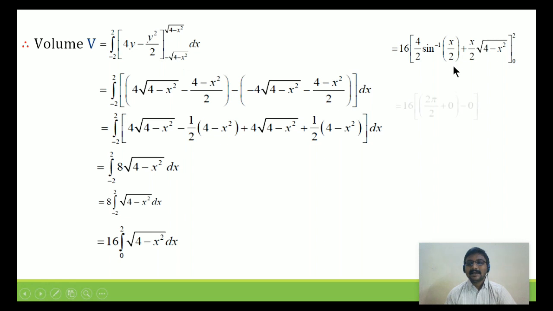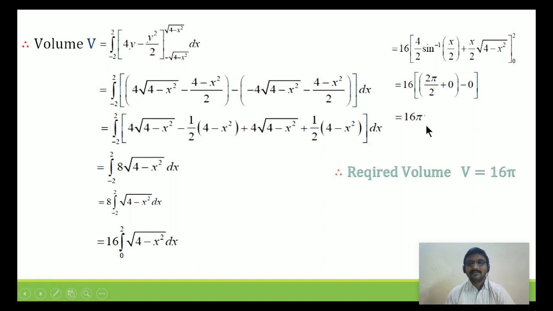Now we have to replace the upper limit as 2 and the lower limit as 0. While putting the lower limit as 0, the total value becomes 0, and then putting the upper limit as 2, we will have sine inverse 2 by 2, which is sine inverse 1, but the sine inverse 1 value is pi by 2. That is 4 by 2 into pi by 2, which is 2 pi by 2. So we will have 8 into 2 pi, that is 16 pi. It is the required constant value, that is the required volume V equals 16 pi. So it is the required volume of the region bounded by the given plane and given cylinder.